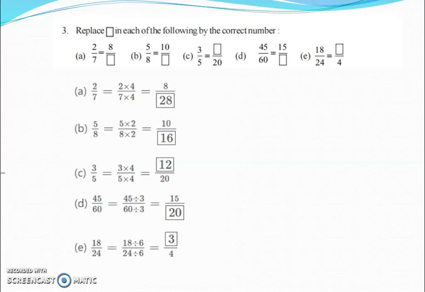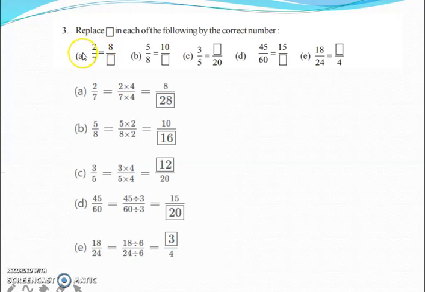Hi students, today we are going to see exercise number 7.3, question number 3. Okay, so see here, replace the box in each of the following by the correct number.